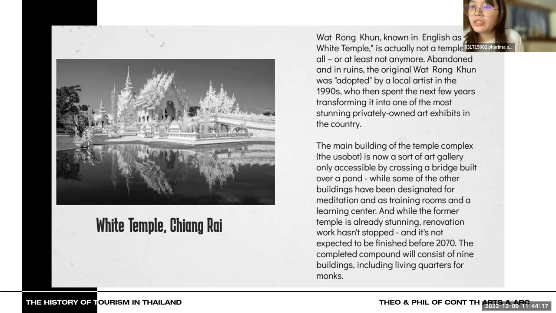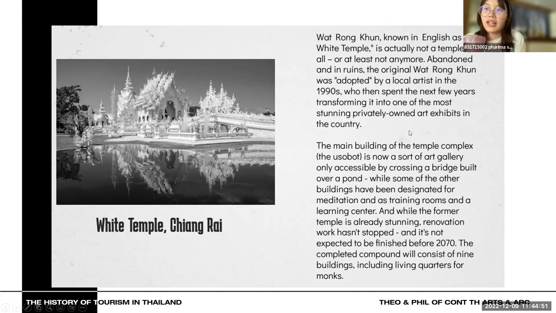And while the former temple is already stunning, renovation work hasn't stopped and is not expected to be finished before 2020. The complete compound will consist of 9 buildings, including living quarters for monks. So we just put the top 3 temples as an example. Next one is Wat Arun Bangkok.